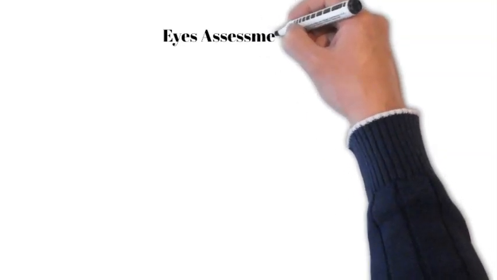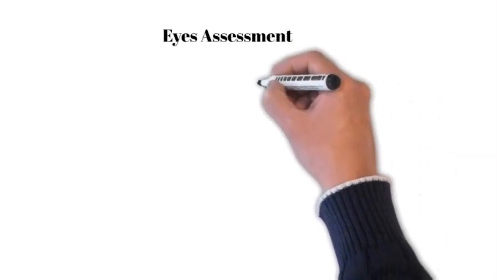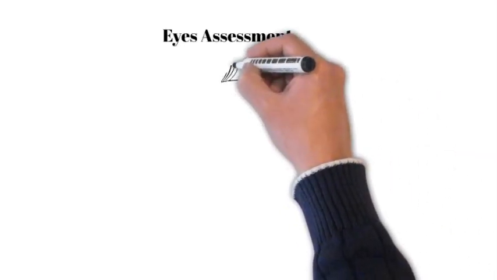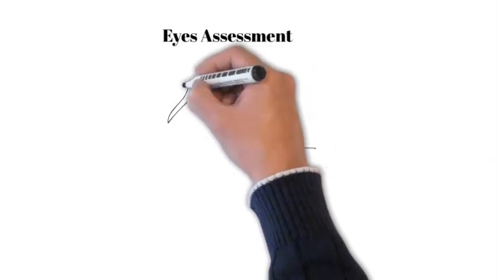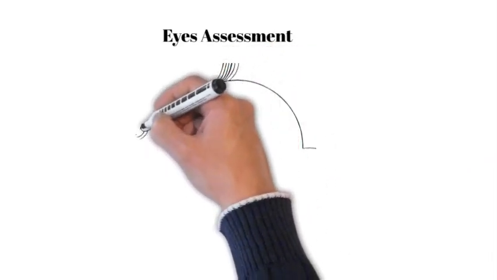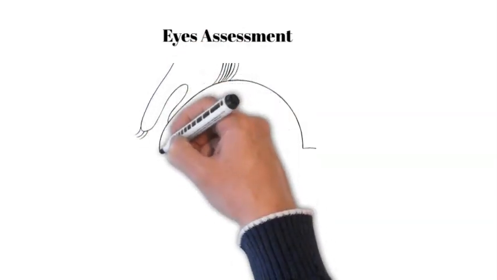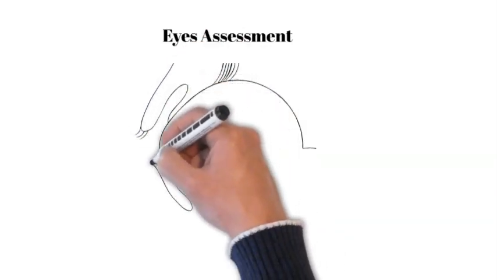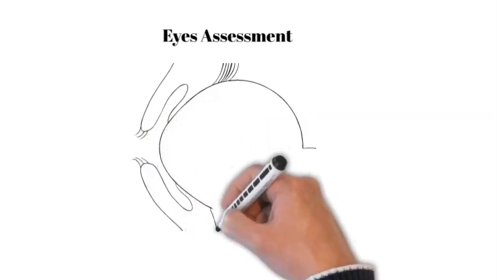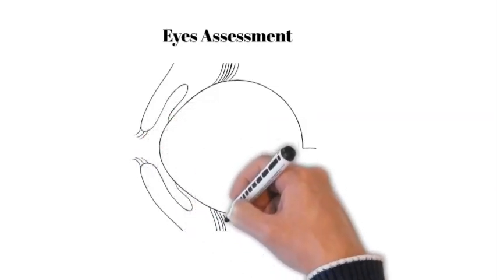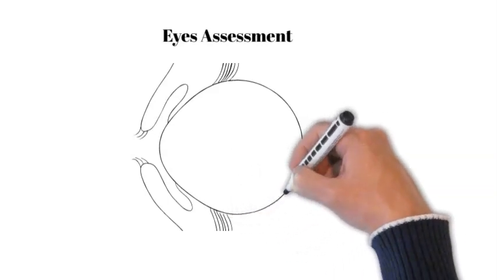Myopia, nearsightedness, or difficulty seeing objects at a distance. Hyperopia, farsightedness, or difficulty seeing objects up close. Astigmatism, a refractive error caused by an irregularly shaped cornea or lens. Strabismus, a misalignment of the eyes. Nystagmus, involuntary eye movements. Diplopia, double vision.